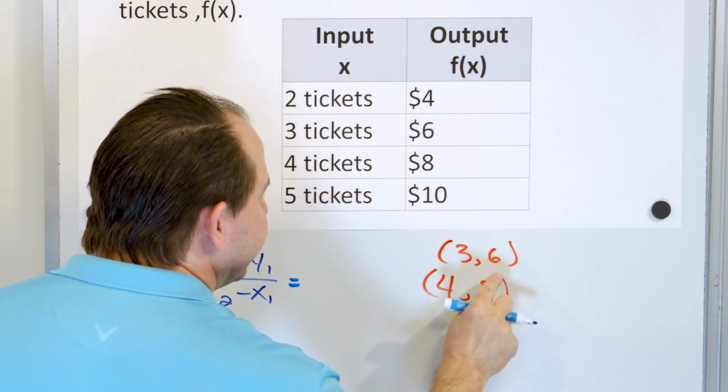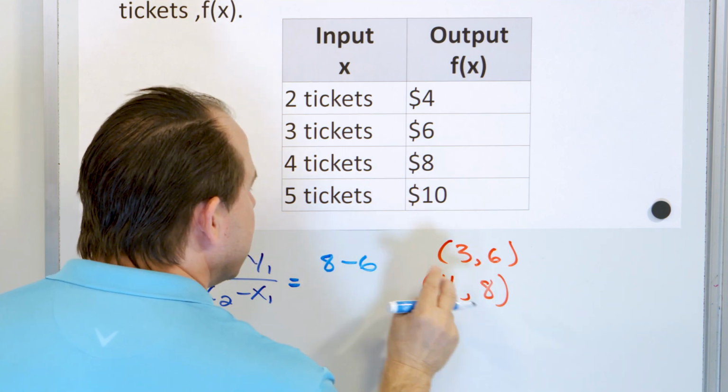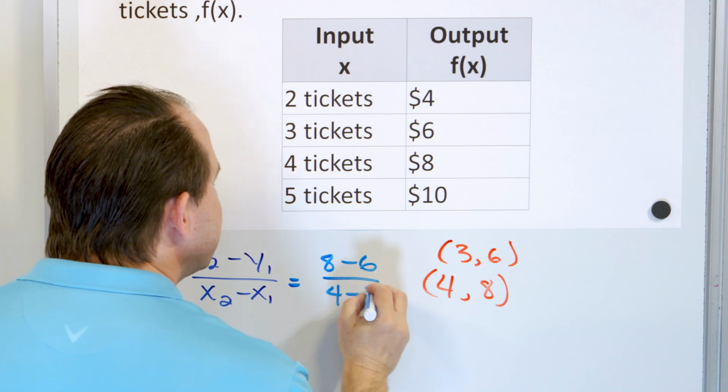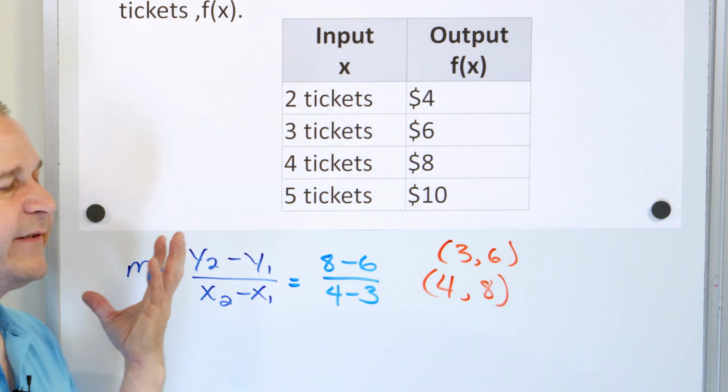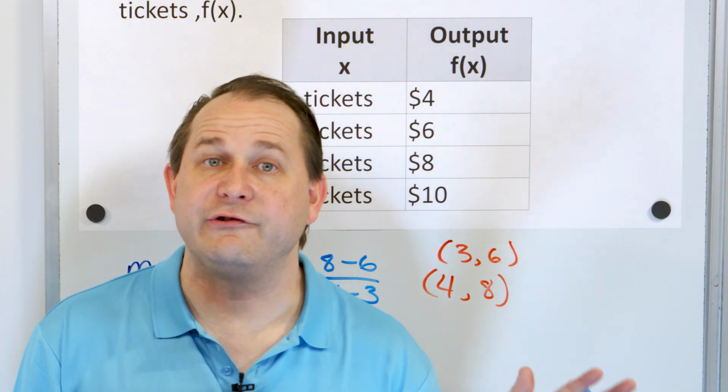These are the y values. So just to make it easy, we'll do 8 minus 6, 8 minus 6, and then we'll do 4 minus 3 for the x values, 4 minus 3. If you're not sure about slope of a line, go back to my lessons on calculating slope. We did lots of lessons on this. You should already know this.